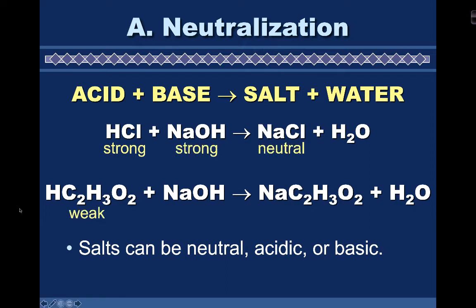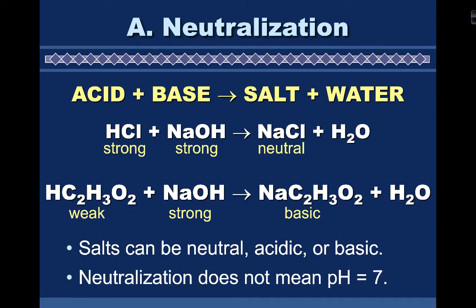Now let's say that I take a weak acid and I react it with a strong base. I actually create a basic salt. Remember, whenever we have an acid and a base, if we're talking about Bronsted-Lowry, a weak acid is going to create a conjugate base, just like a weak base will create a conjugate acid. So salts, any ionic compound, can either be neutral, acidic, or basic.